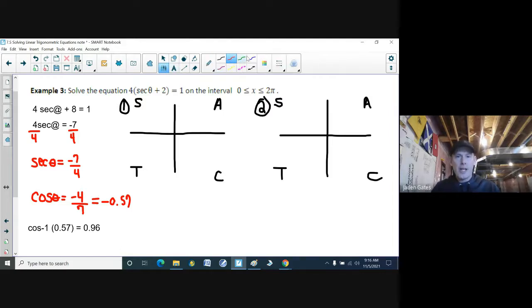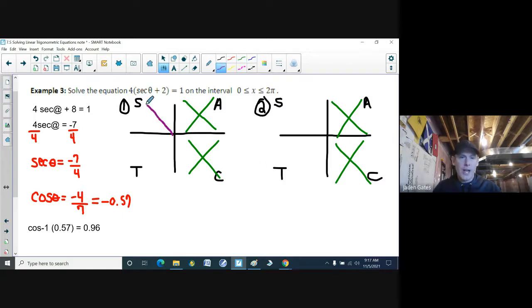So now to apply the cast rule, I have a negative cosine. So it can't be in the first quadrant because all ratios are positive. And then cosine is also positive in the fourth quadrant. So it can't be that because our cosine is negative. And so our 2 answers, we're going to have 1 in the second quadrant and 1 in the third quadrant. Again, our reference angle is 0.96. It is always measured with the x-axis.